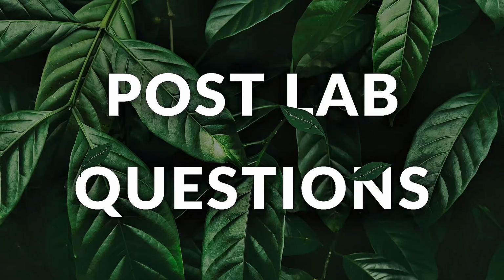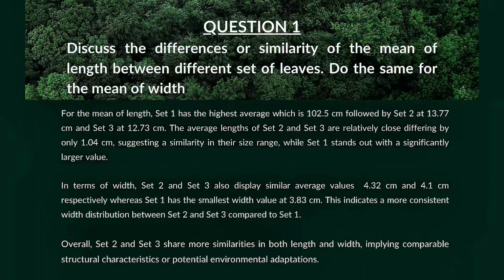Next is post-lab questions. Question 1. Discuss the differences or similarity of the mean of length between different sets of leaves. Do the same for the mean of width. For the mean of length, set 1 has the highest average, which is 102.5 cm, followed by set 2 at 13.77 cm and set 3 at 12.72 cm.